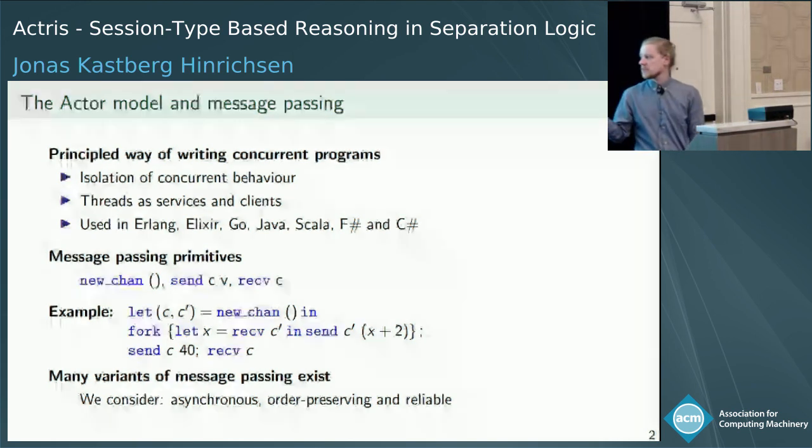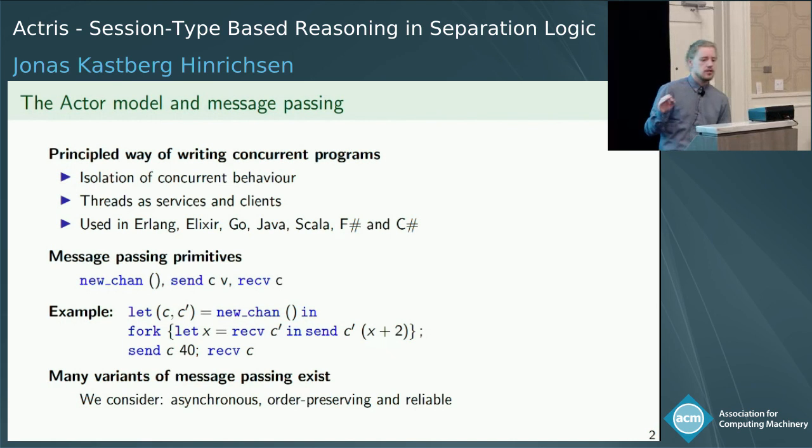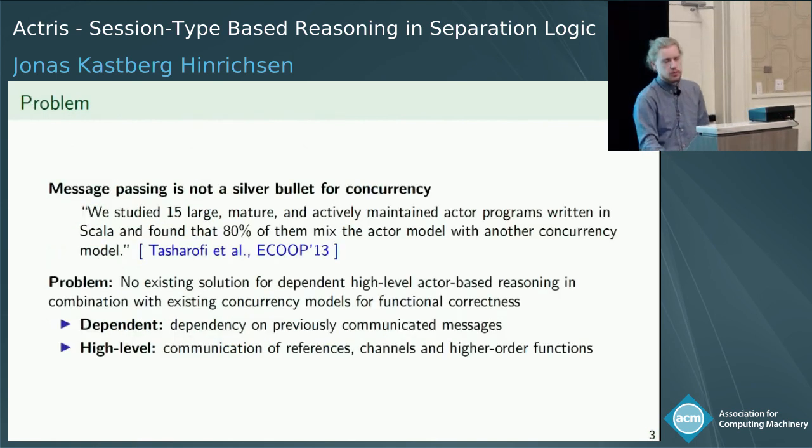Now, many variants of message passing exist, but the one that we consider is asynchronous, meaning that whenever you send, you don't have to wait for the other guy to receive. It's order-preserving. Messages are received in the same order that they are sent, and it's reliable, meaning that messages are never dropped. Right. So what's the problem at hand?